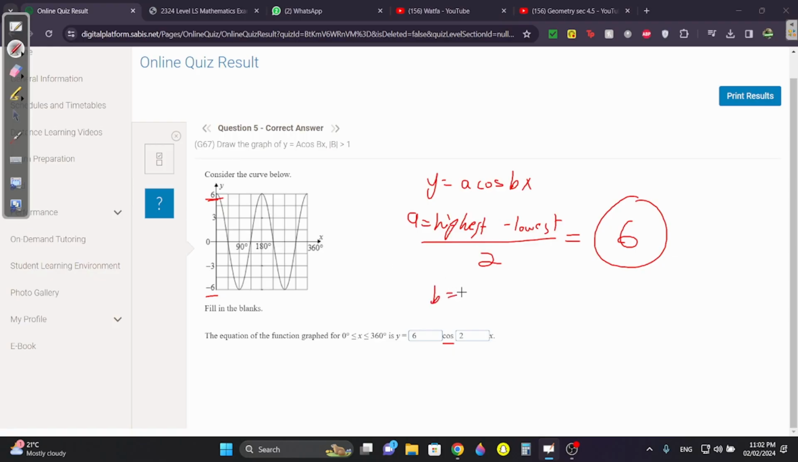To find b, it's going to be 360 divided by period. In this case, the cosine graph is different than the sine graph. Cosine graph doesn't start from here and go up and down. No, the cosine graph is different.